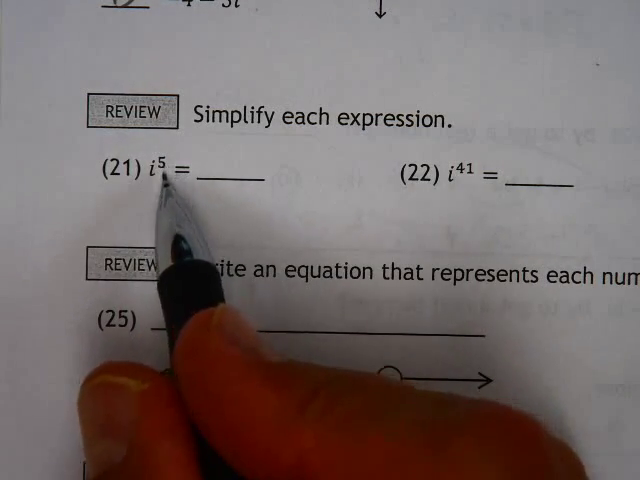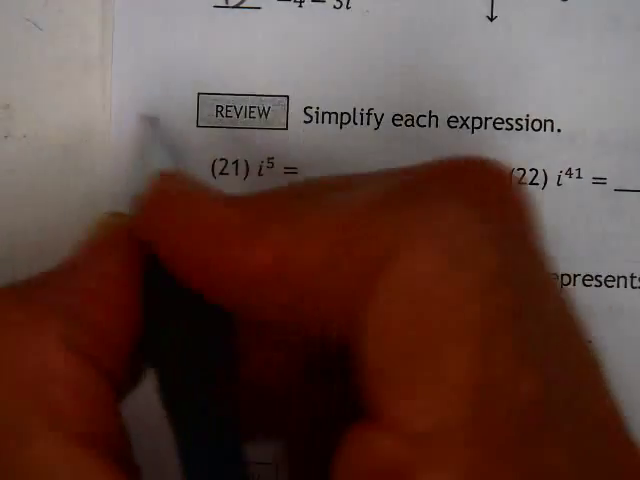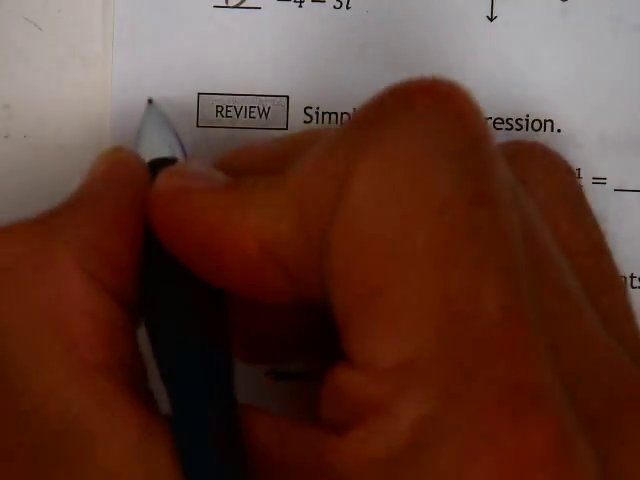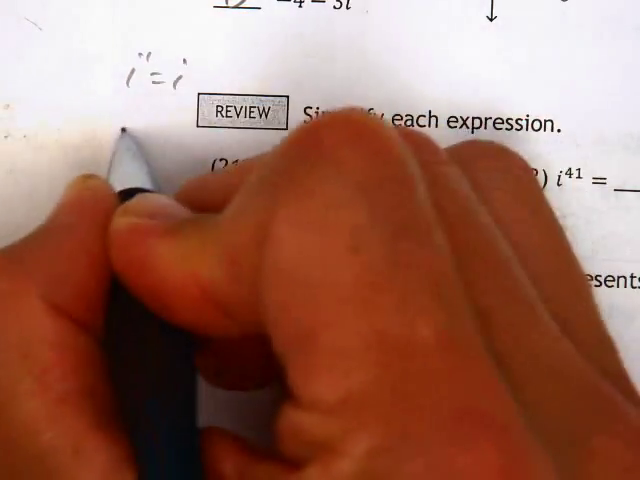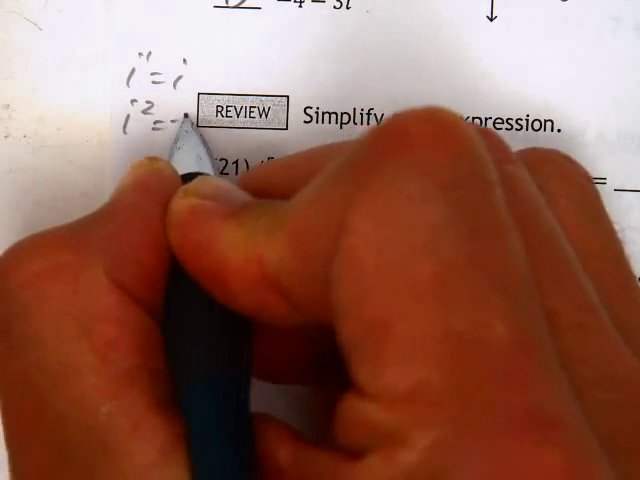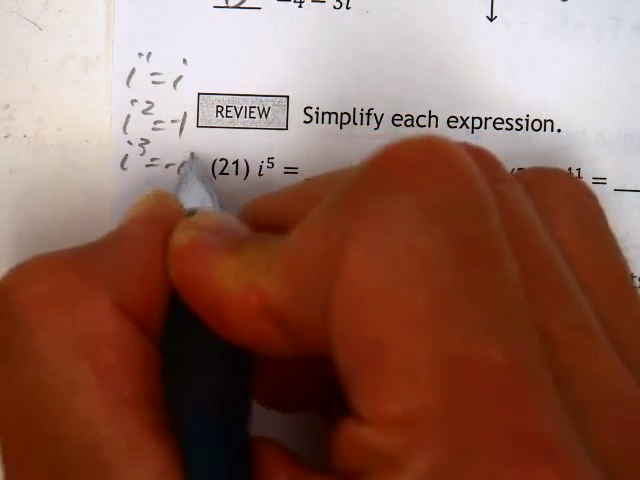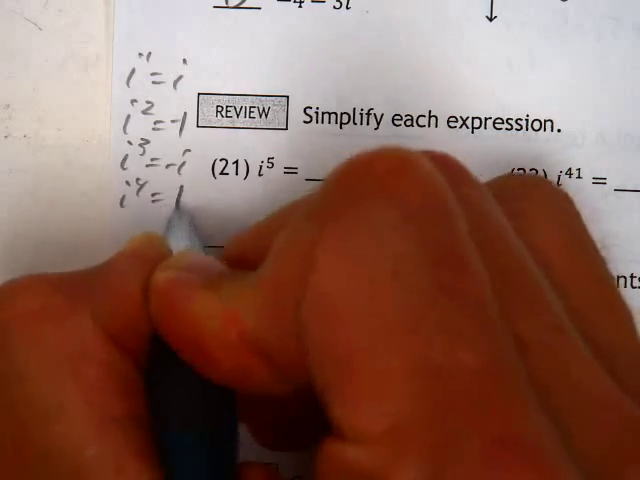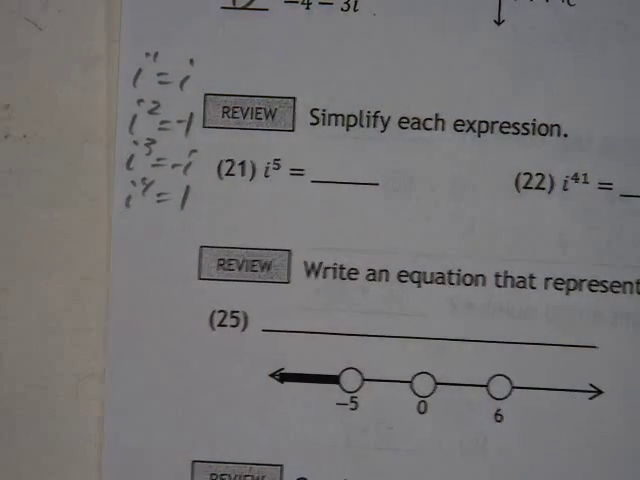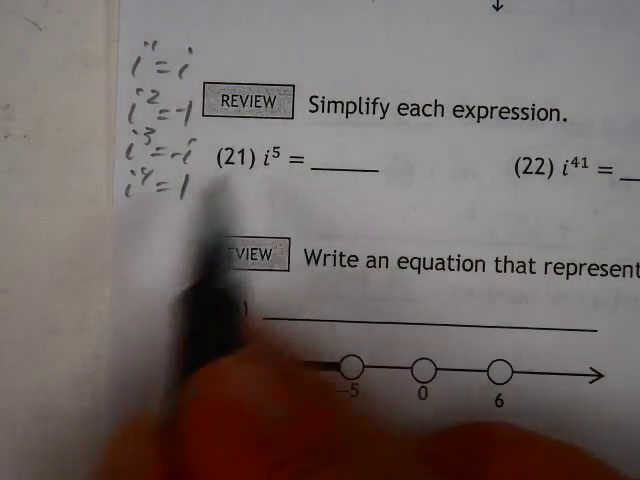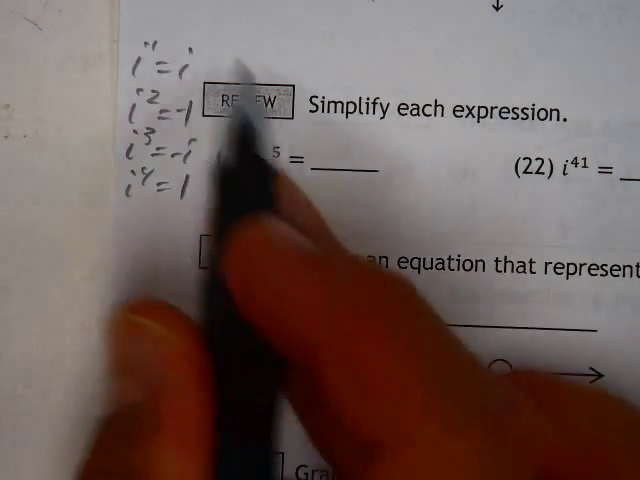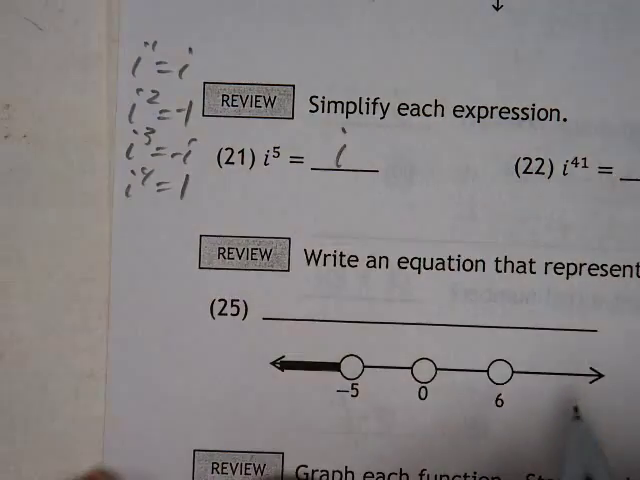So i to the fifth. We have sort of a key that I like to have here. i to the first equals i, i to the second equals -1, i to the third equals -i, i to the fourth equals +1. If you have that key at hand, you can say, okay, well, i to the fifth would be the next one in line, and it starts over in the cycle. So it would be i.